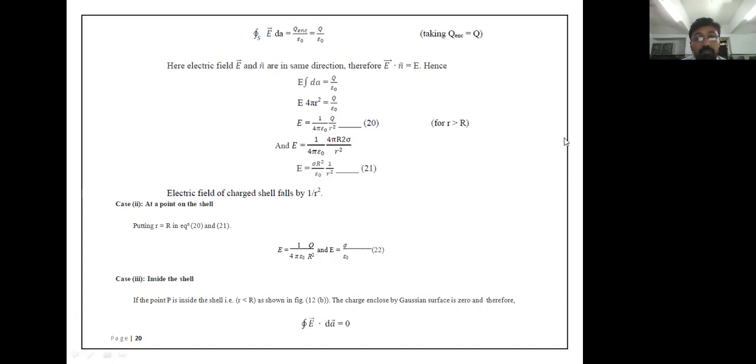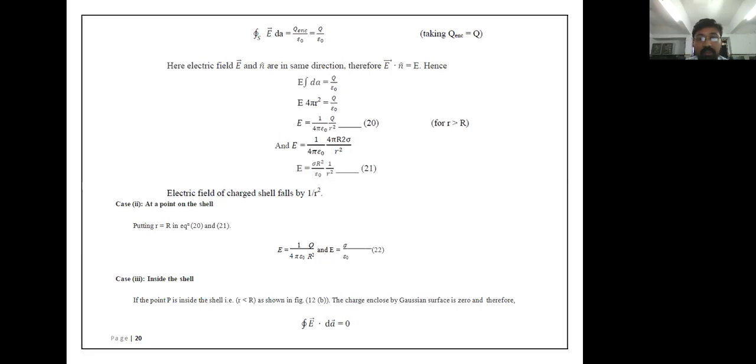Hence E comes outside the integration. So E into the integral of dA is equal to Q upon epsilon 0. Now the integral of dA is equal to 4 pi r squared, because the Gaussian surface is spherical and the area of the sphere is 4 pi r squared, where r is the radius of the sphere.